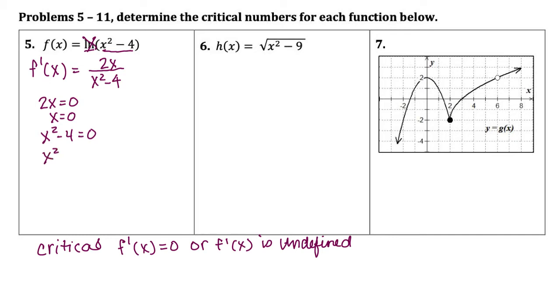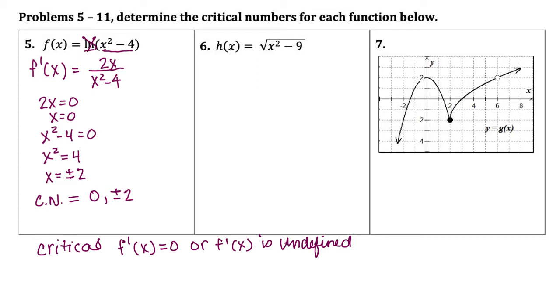So x squared equals 4. When you take the square root, don't forget plus or minus. And so your critical numbers, your CNs here, it's going to be 0 and plus or minus 2. There's your critical numbers. And now for our next part, we're going to look at the same thing.